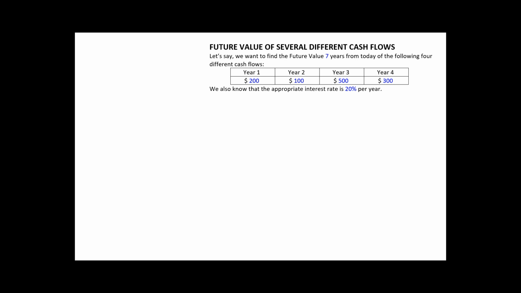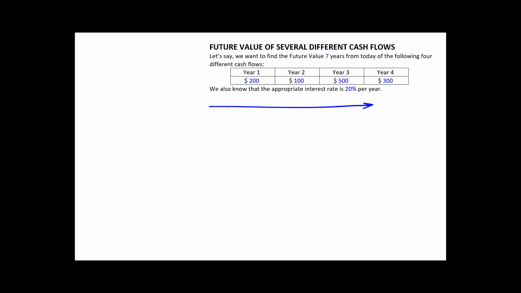In this problem, we would like to find the future value of several different cash flows. Let's say we want to find the future value 7 years from today of the following 4 different cash flows. $200 in year 1, $100 in year 2, $500 in year 3, and $300 in year 4. We also know that the appropriate interest rate is 20% per year. Let's first see what's going on here.